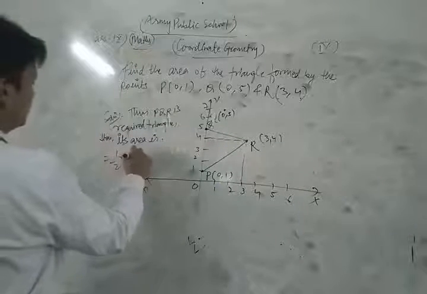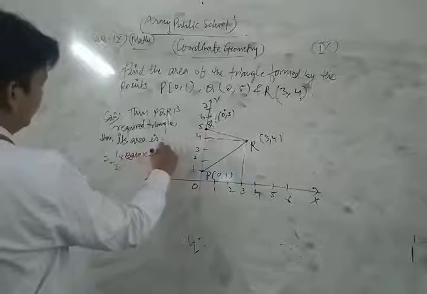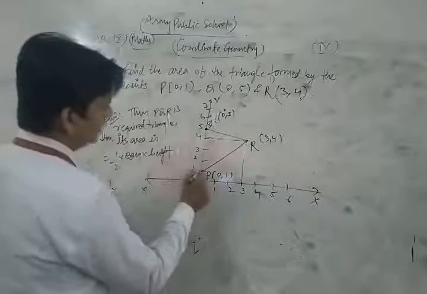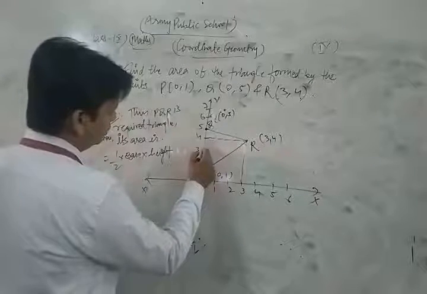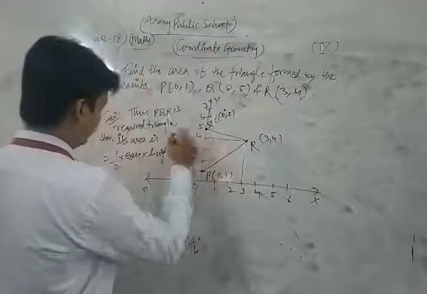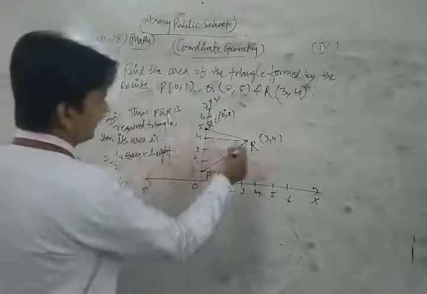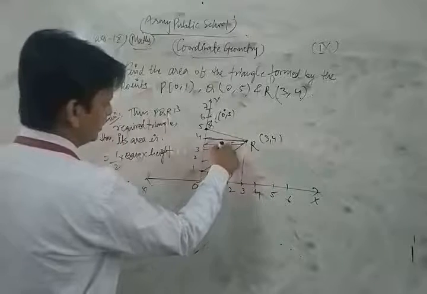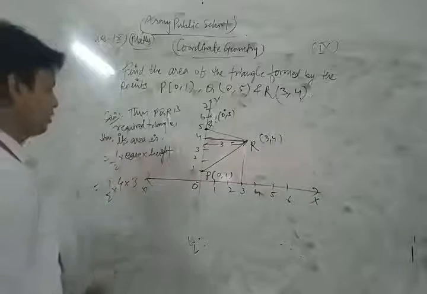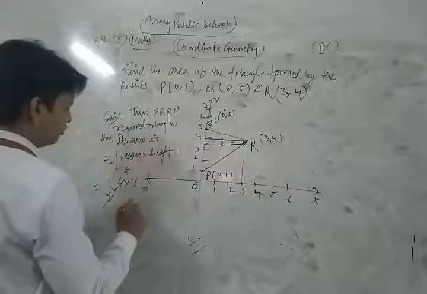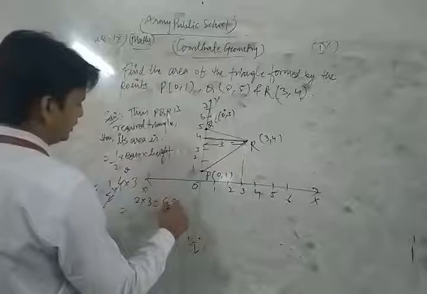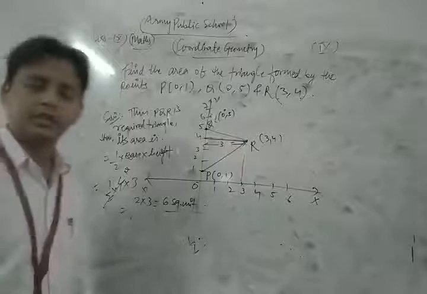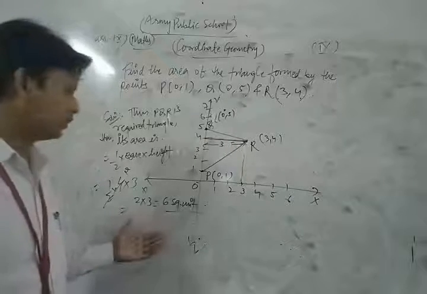Then its area is 1/2 base into height. We use the formula 1/2 base into height. So here 1/2 base is what? Let's see here, dear friends. 1, 2, 3 and 4 units. Base is 4 units and height is what? This is your height, which is 3. Okay. So we simplify them. 2 2s are 4. 2 into 3 means 6 square units.